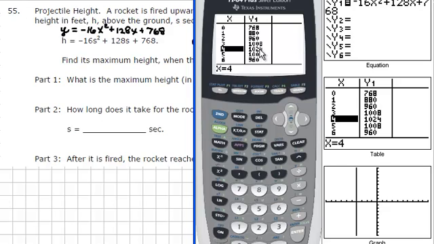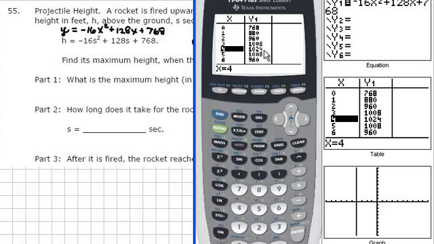After 4 seconds, 1024 feet. After 5 seconds, it started on its way back down. It's down to 1008 feet again. So when we're trying to determine the maximum height of the rocket, it would appear that the maximum height is 1024 feet and that the rocket reaches that height after 4 seconds.